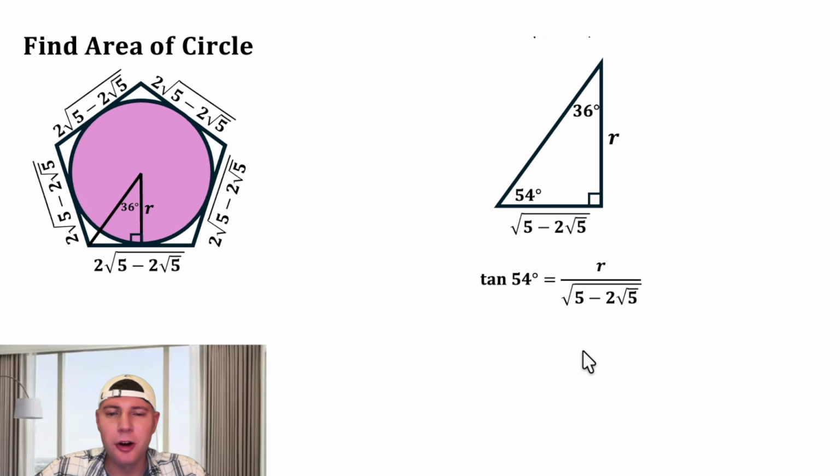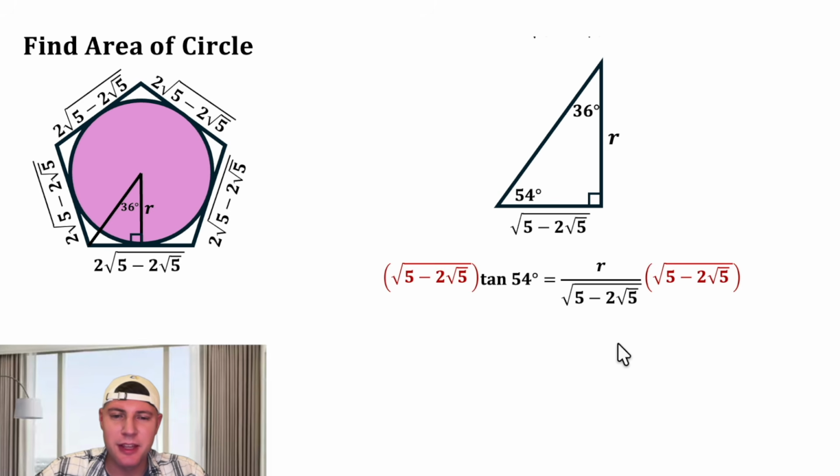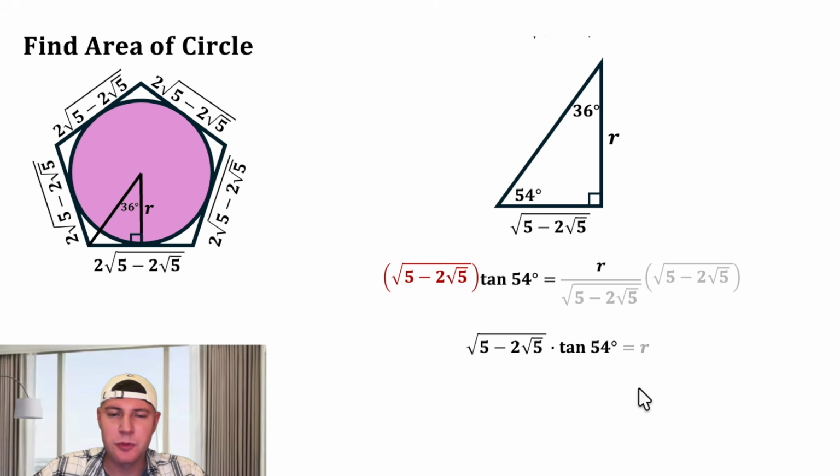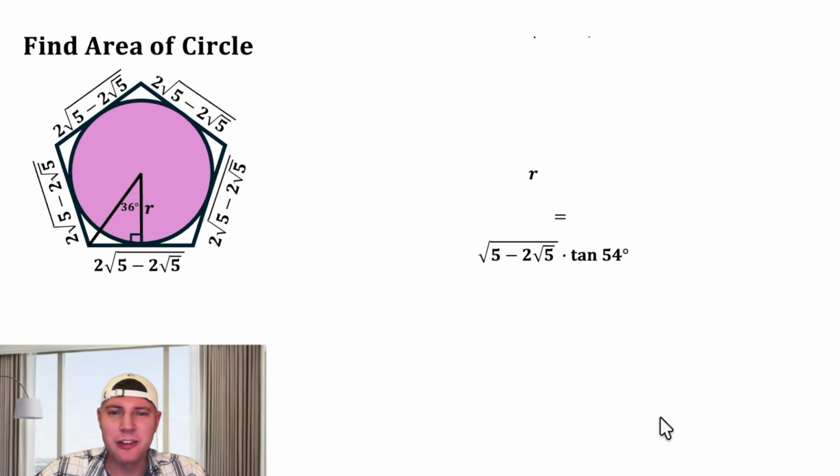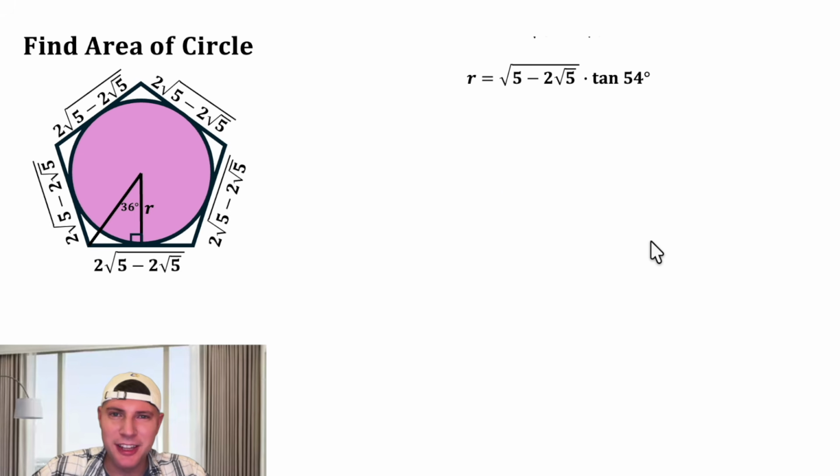Next, to get the R all by itself, let's multiply both sides by this denominator. On the left-hand side, we'll be left with this times tangent 54, and on the right-hand side, these are going to cancel each other out, leaving us with R. And now we have our value for R. So it'll be pretty easy to find the area. The area of a circle is equal to pi R squared. Let's move the R over here to give ourselves some room, because we have to substitute all of this in the place of the R.